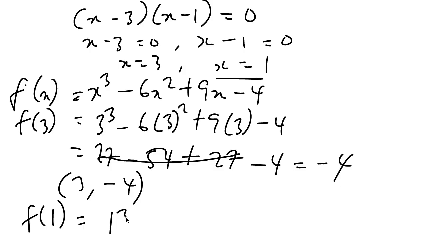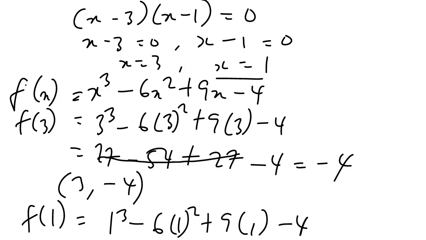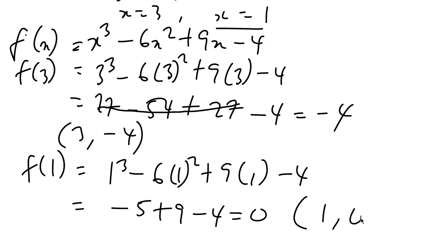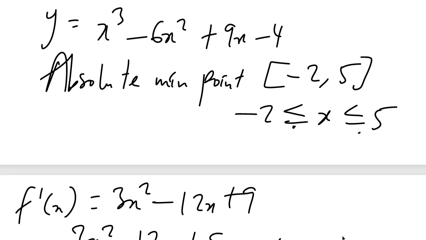Right, and then at the second point, which is x equal to 1, f of 1 is what? 1 cubed minus 6 into 1 squared plus 9 into 1 minus 4. And then 1 minus 6 is what? Minus 5. And then plus 9 minus 4. Minus 5 plus 9 is what? 4. 4 minus 4 is what? 0. So the second point is what? 1 comma 0. Are you following? Right.